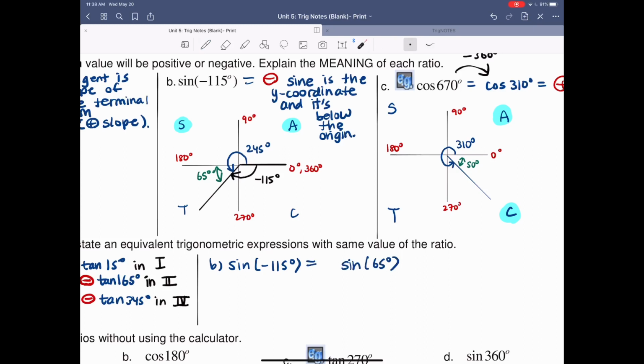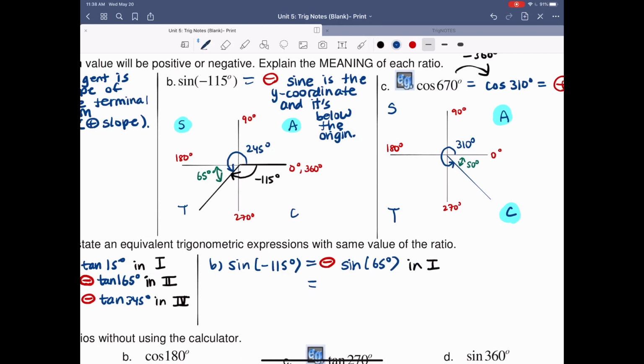However, because my sine is positive over here in quadrants 1 and 2, but it is negative in quadrants 3 and 4, to make this work, I need to put a negative sign in front of this trig ratio so that it is equivalent.